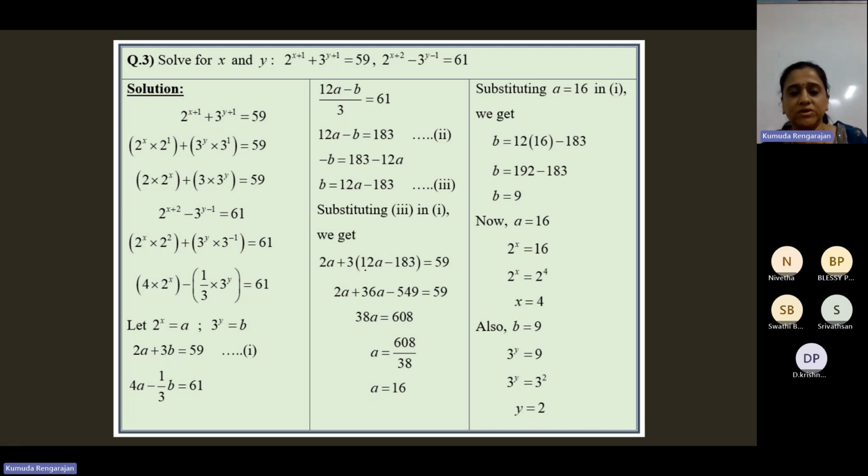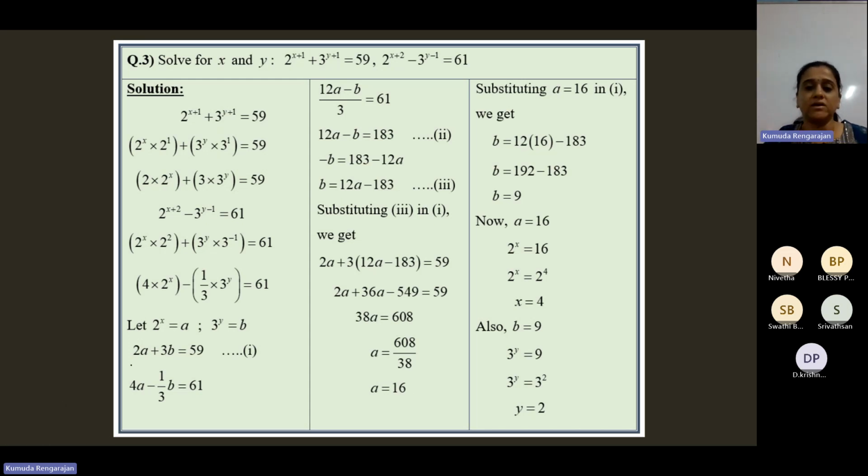So now this equation has only one variable, a. So solve and find the value of a. A is 16. And now when you put a as 16 here, 12 into 16 is 192. 192 minus 183, b is 9. Substitute a as 16 in b is equal to 12a minus 183. So b is equal to 12 into 16 minus 183. So b is 9.